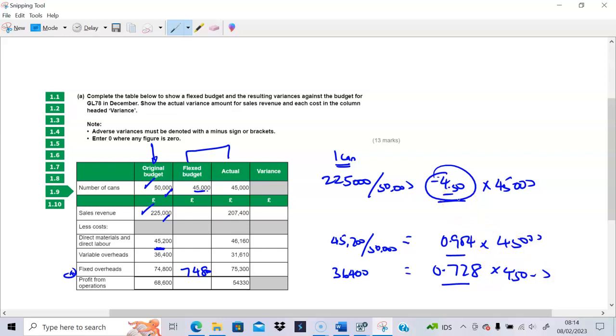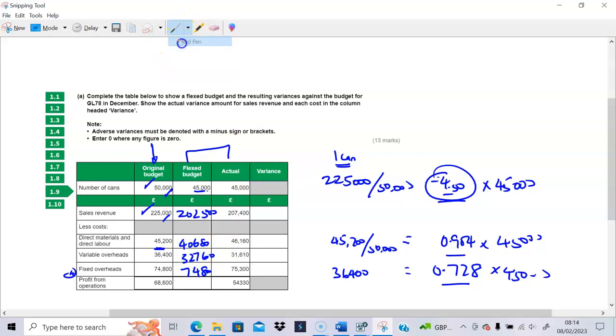So doing the very first one, £4.50 times 45,000 takes me to 202,500. I do the same thing here, 0.904 times 45,000 takes me to 40,680. And finally, 0.728 times 45,000 takes me to 32,760. Now I can find my variance.